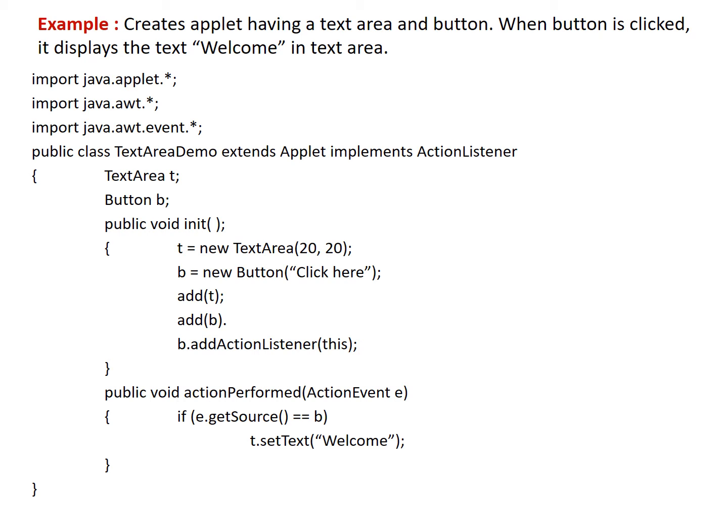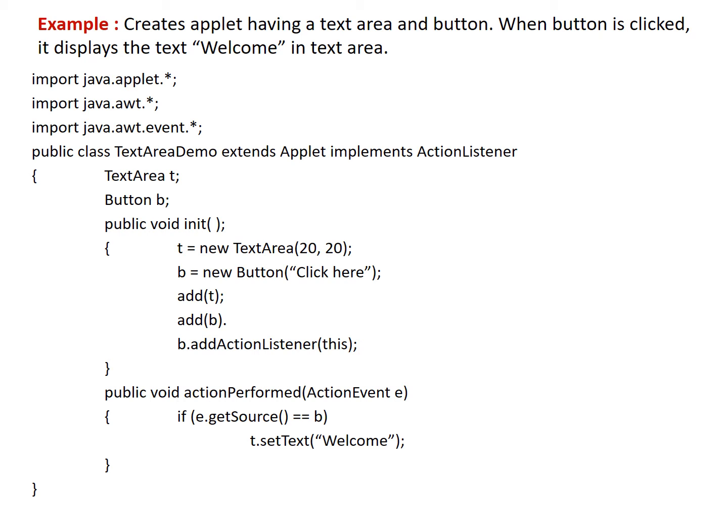Then TextArea T, this statement declares the reference variable T of type TextArea. Similarly, Button B will declare the reference variable B of type Button. Then the next is the init method. In the init method, the first statement will create the instance of the text area and the reference is assigned to the variable T. After that, the next statement will create the instance of the button class with the caption click here, and the reference of the instance of button class is now assigned to the variable B.